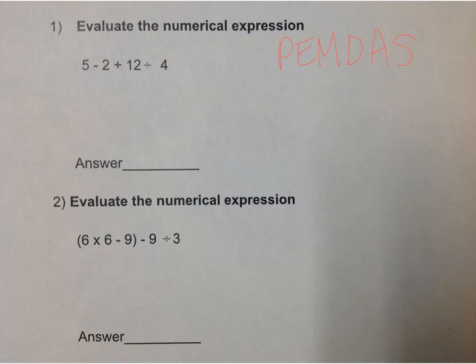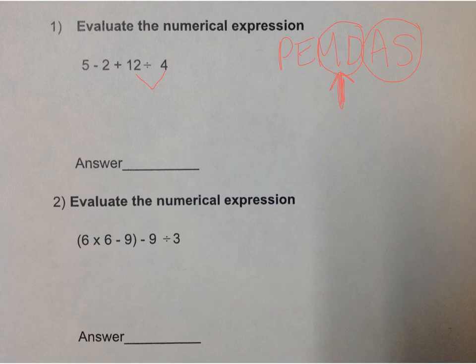Parentheses is first, then exponents. Multiplication and division are a team, so whichever one of those comes first in the expression, we'll do those first. And addition and subtraction is a team, always coming after the multiply and divide team, but they can also switch order depending on which one is first in the expression. So for this one, I'm going to be starting with 12 divided by 4, since I know that multiply and divide has to come before addition and subtraction.